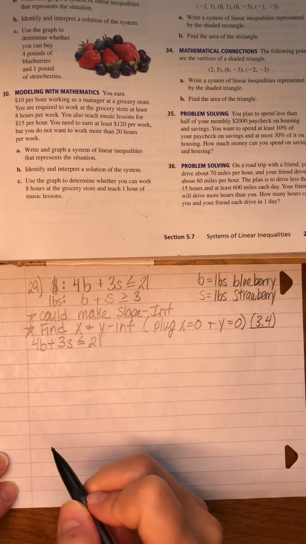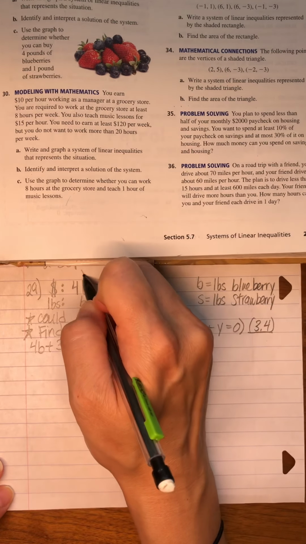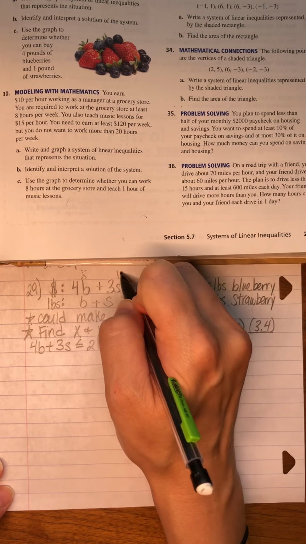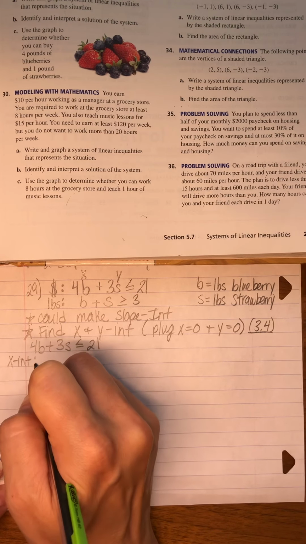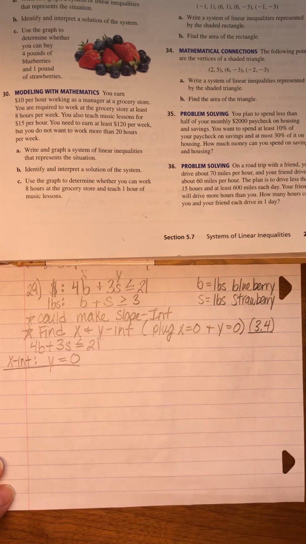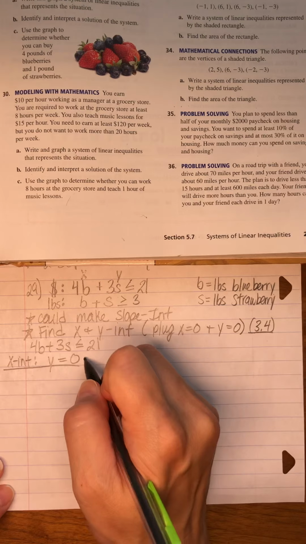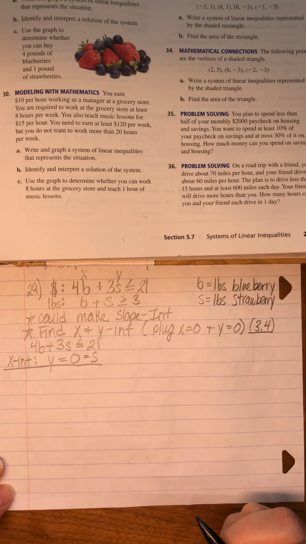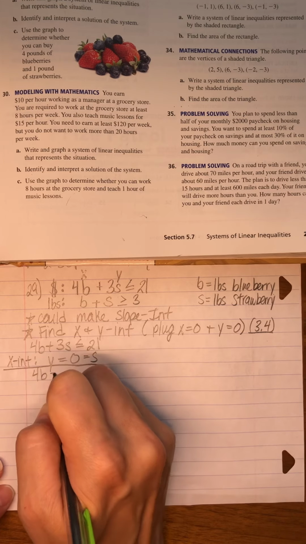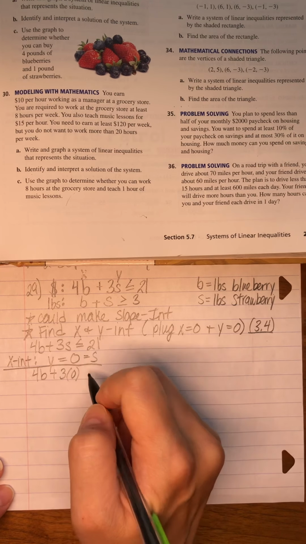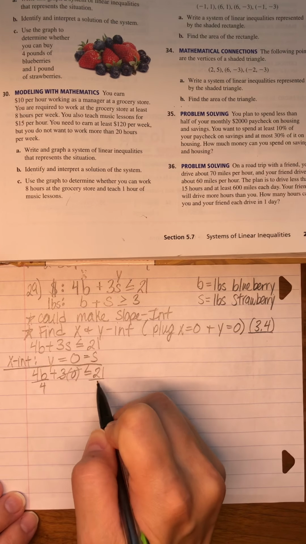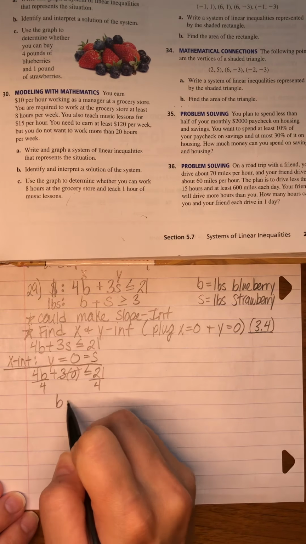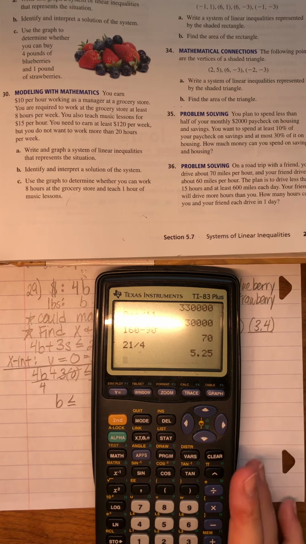Let's find the X-intercept. So let's say that the X is like the B and the Y is like the S. Okay, so when we find the X-intercept, remember we're going to plug in Y equals 0, or in other words, S equals 0 for this one. Okay, let's plug it in. We're going to have 4B plus 3 times 0 is less than or equal to 21. So this cancels out. We're going to divide both sides by 4. And we get B is less than or equal to, we can use our calculator here, 21 divided by 4 is 5.25.